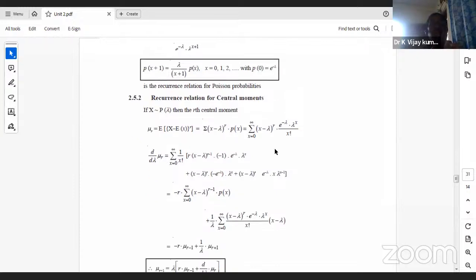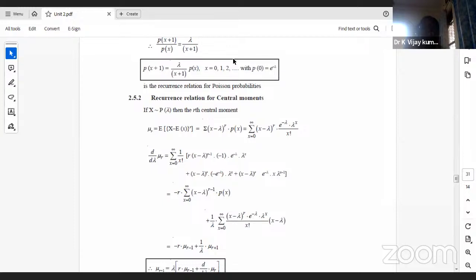Recurrence relations for central moments. For X following Poisson lambda, the r-th central moment mu r is the summation of x minus lambda whole power r into p of x, that is, the summation over x from 0 to infinity of x minus lambda whole power r, e power minus lambda lambda power x by x factorial. Now d by d lambda of mu r is the summation of x equal to 0 to infinity, 1 by x factorial, and we are differentiating the function.